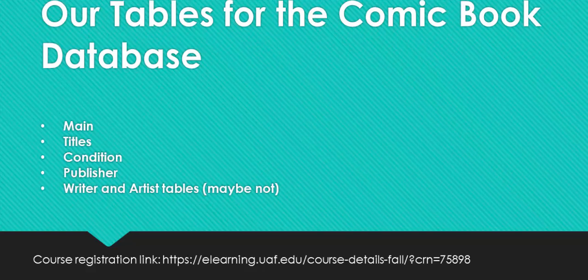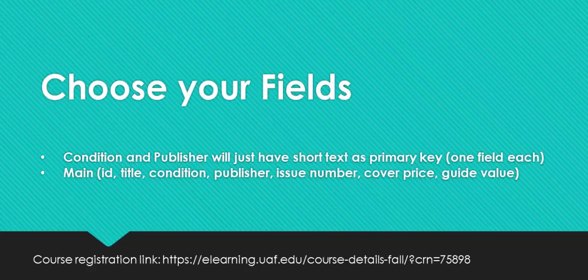Alright, so we'll end up having these tables: the main table, the title table, the publisher, the condition. Those will be our four main tables. You could have had writer and artist as well, but for simplicity, I just won't go into that. So next we need to figure out what fields each table is going to contain. We already did the main table, and that's the biggest one. The others will just have their primary field. Since they won't be duplicated, they don't need separate ID fields.